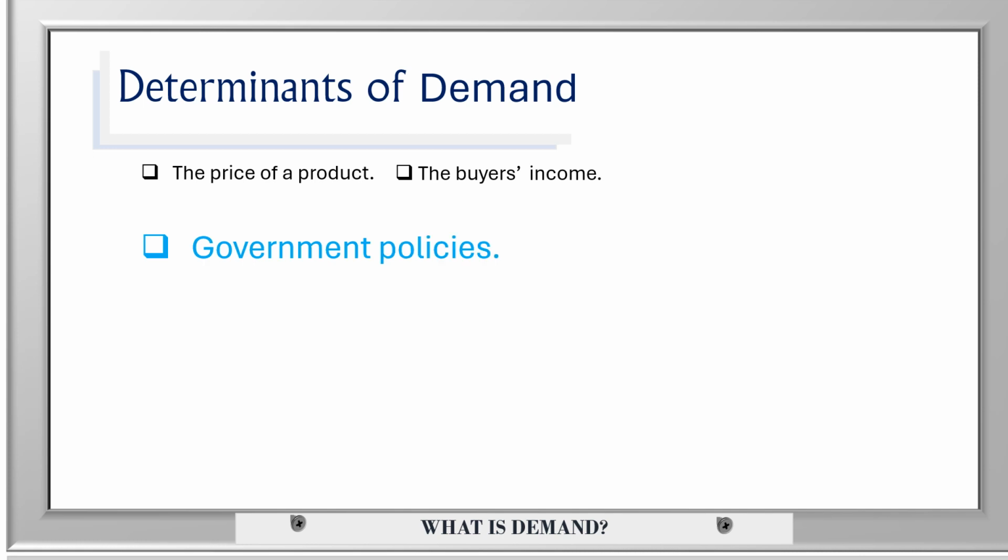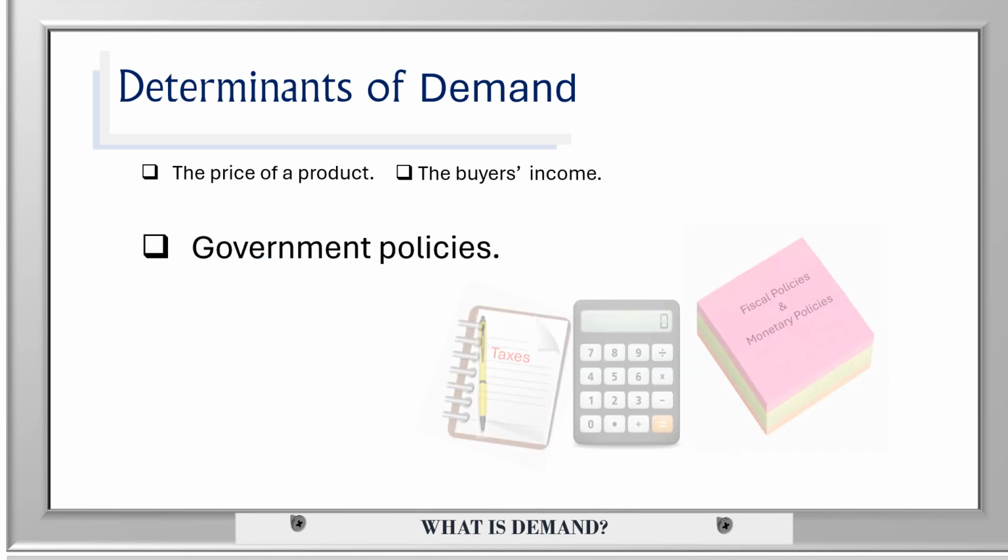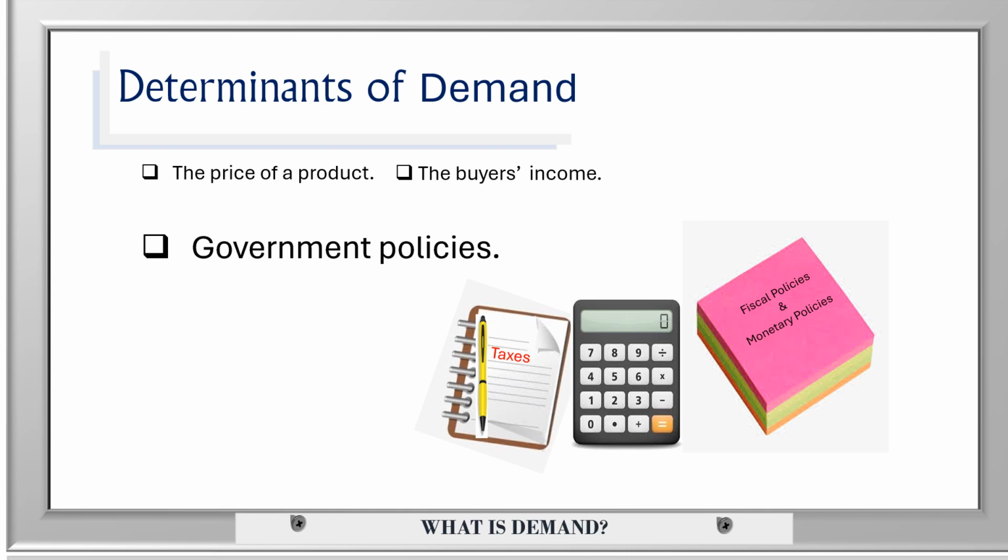Another determinant is government policy. Government policies have a direct impact on the demand for various commodities. If the government imposes high taxes on a commodity, the commodity becomes expensive and less of it is demanded by the consumers.